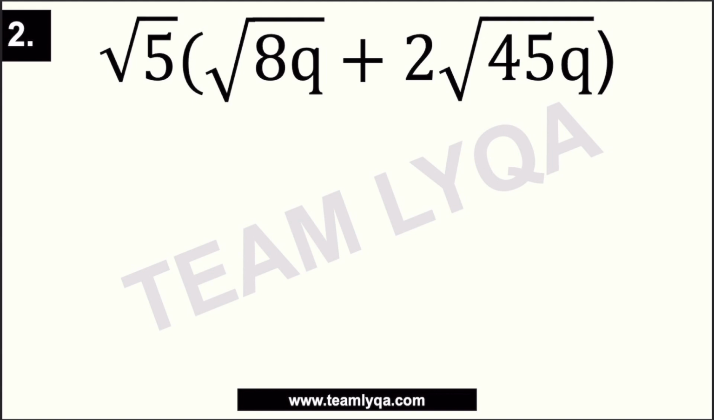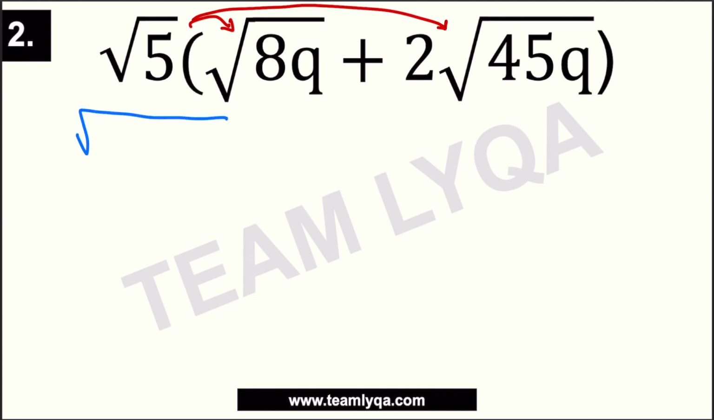Square root of 5 times the quantity square root of 8q plus 2 times the square root of 45q. Now, let me just point out na dun sa first version ng video lesson na ito, ang nakalagay dito ay multiplication, which is the reason why iba yung outcome and mali siya. So, i-correct natin by fixing the typo error dito. So, dapat talaga addition siya. And when it comes to this, we're going to have to distribute it. So, ibig sabihin nun, yung square root of 5, i-multiply natin sa square root of 8q.